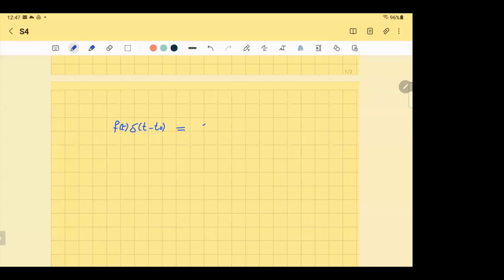You will get the function defined at t naught, multiplied by delta t minus t naught. So when you multiply only, you don't integrate. You get the value of the function, you get a pulse. This pulse's height is the value of this function, because you're not integrating. So we'll not get the one.